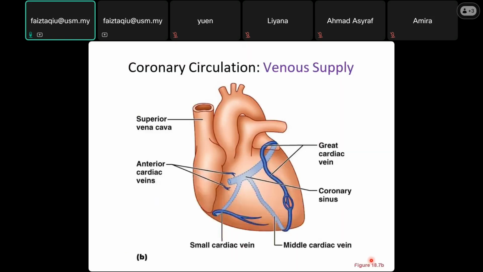Okay, next we go to the venous supply. So this is the coronary venous supply.